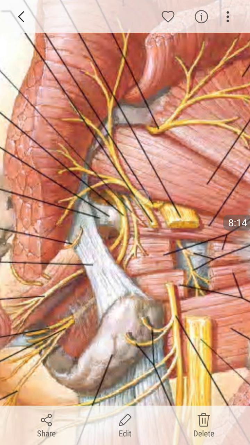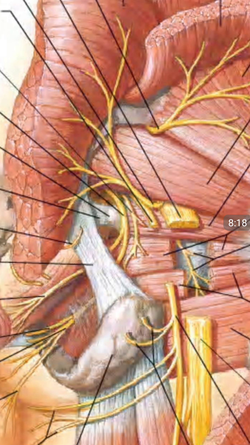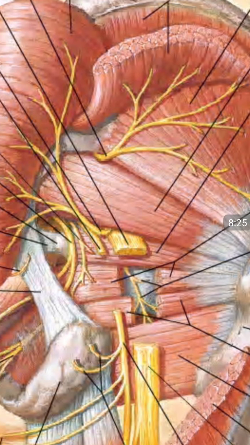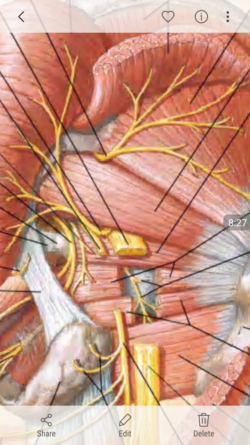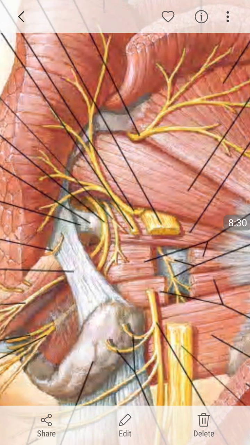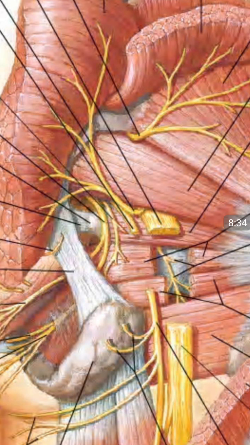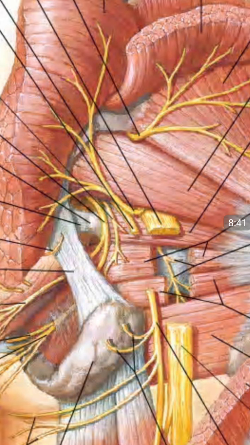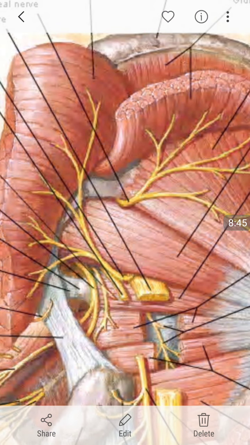Whereas this is the inferior gluteal nerve. Why inferior gluteal nerve? Because it is entering the gluteal region from the pelvis, coming out of the greater sciatic foramen and appearing in the gluteal region under the inferior border of the piriformis muscle. So look at the inferior gluteal nerve, how its fibers are supplying the gluteus maximus muscle.